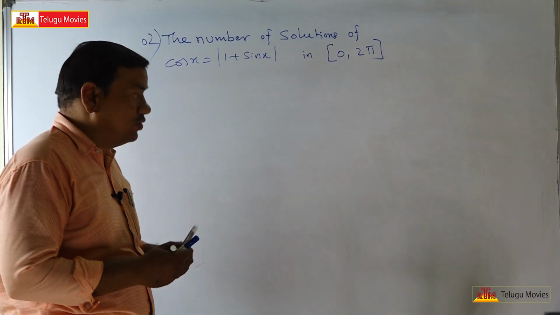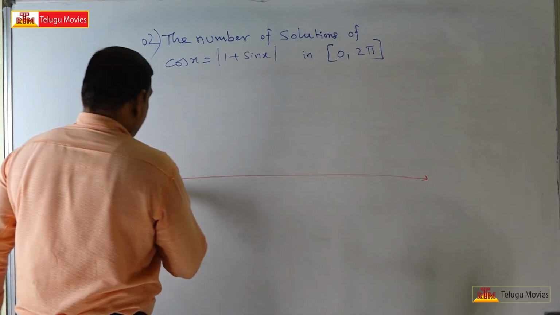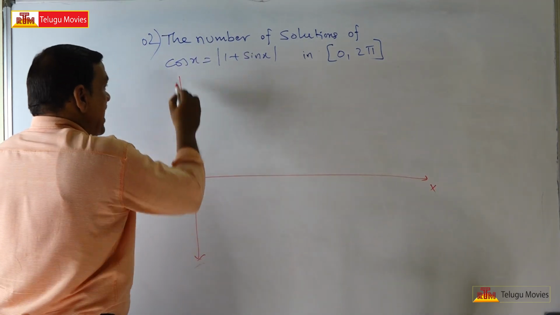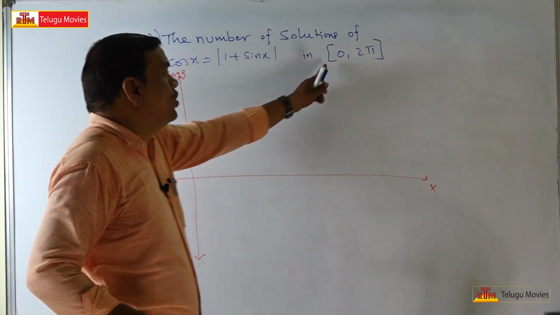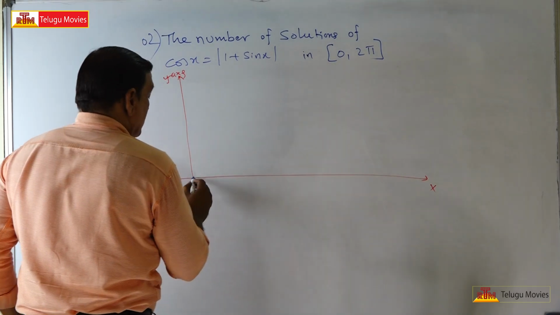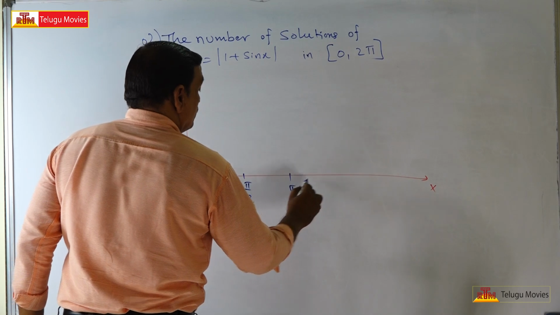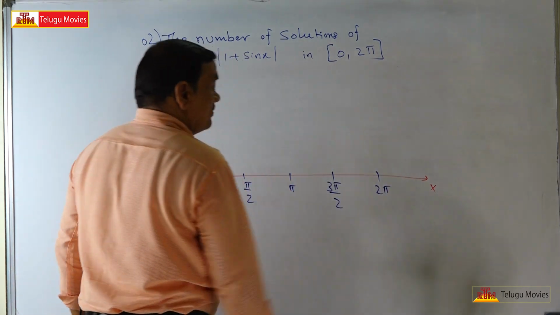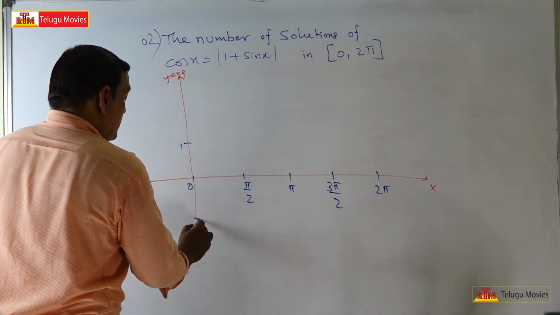Okay, now I am going to solve it. Take a horizontal number line as the x-axis and a vertical number line as the y-axis. The interval is 0 to 2 pi, so only those I am taking. So 0, this is pi by 2, this is pi, this is 3 pi by 2, and this is 2 pi, the interval. This is equal to 1 and this is -1.